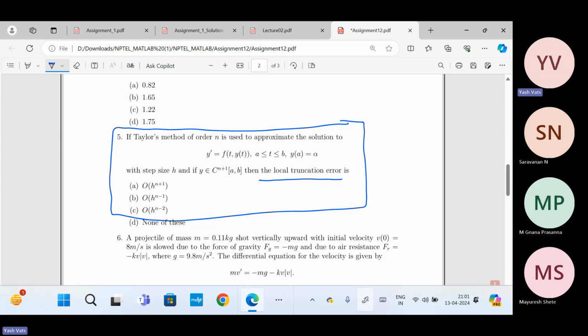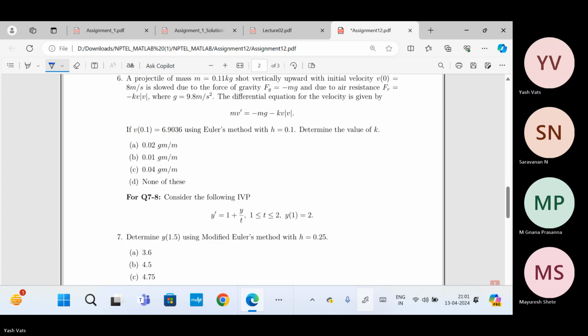So in Taylor's method of order n, you need to retain up to n terms, right? You need to retain till y^(n), order of h power n. You need to retain till this point, and the rest of the terms are your error.